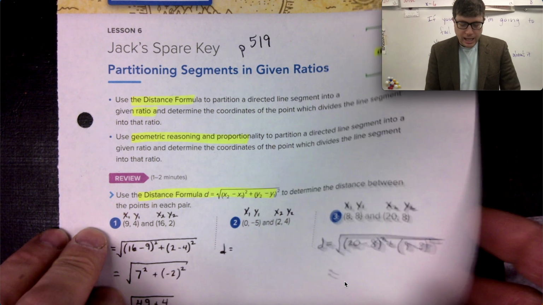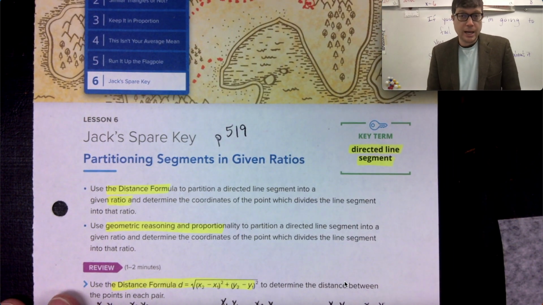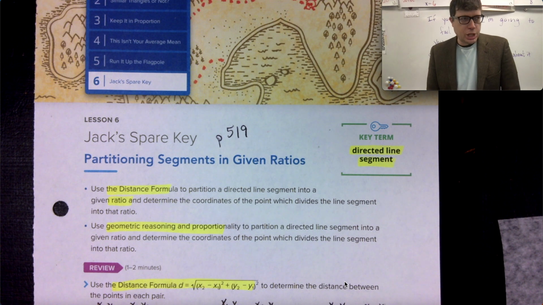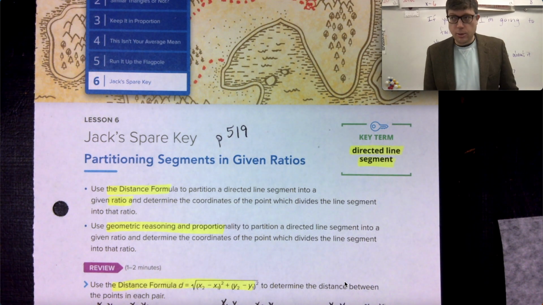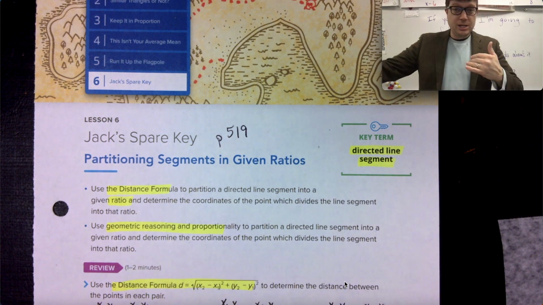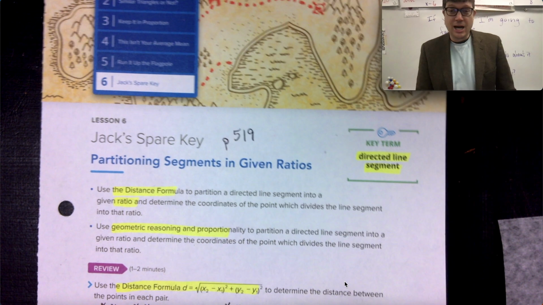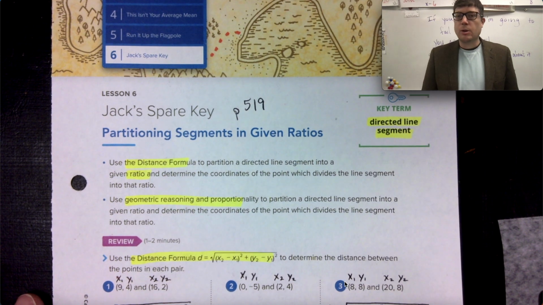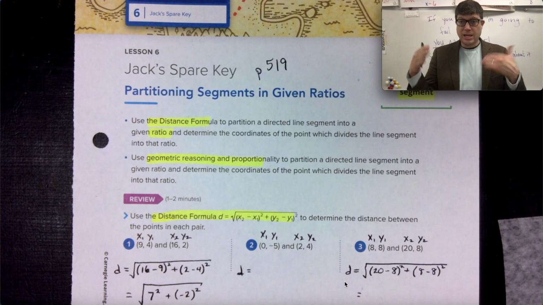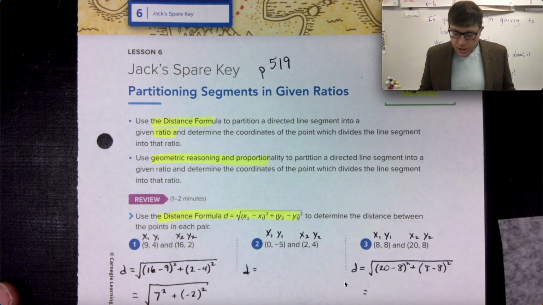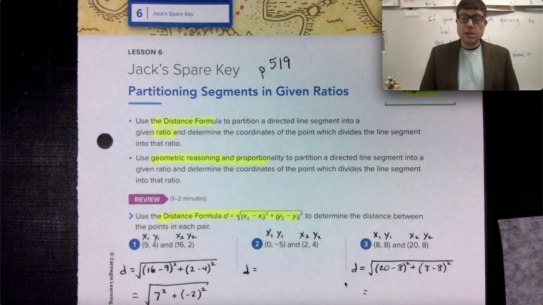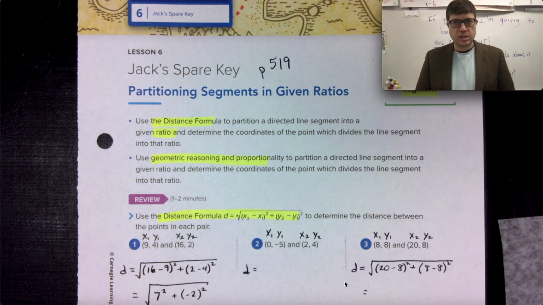I'm going to begin by highlighting something called a directed line segment. It's like a vector from Despicable Me, where something has both direction and magnitude. Actually, yeah, it's a vector. It's just called a directed line segment right now because we want to stop that magnitude conversation. Use the distance formula to partition a directed line segment into a given ratio, and then determine the points where the segment is divided into that ratio. We're also going to be using some geometric reasoning and the concept of proportionality to partition that directed line segment.